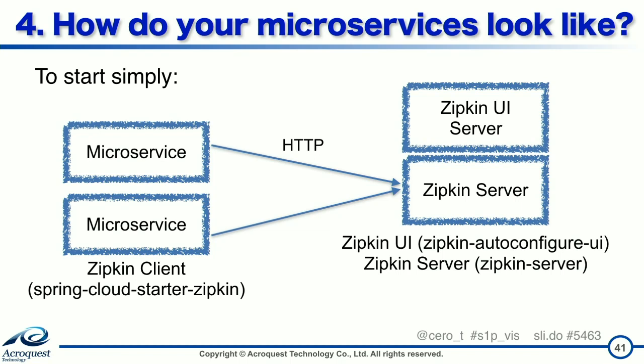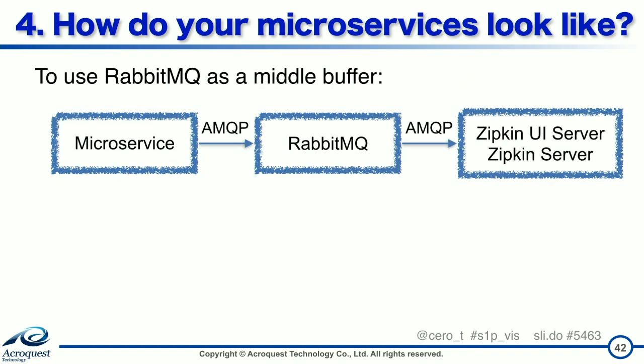And on the other side, the server side, Zipkin autoconfigure UI is the Zipkin UI server. And the Zipkin server, which is like a storage or search engine, is the Zipkin server. And if you want to use RabbitMQ or Kafka as a middle buffer, you can use Spring Cloud Stream something.